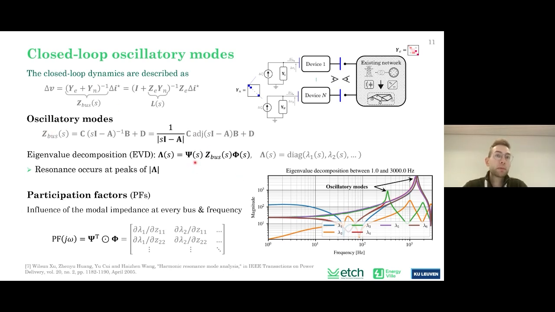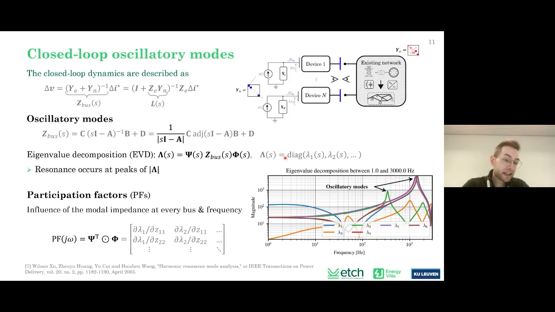What we're doing here, we're employing a modal transformation. You've probably seen this earlier. You calculate your left eigenvectors of your matrix, you calculate your right eigenvectors of the matrix, you group them into matrices, and then when you multiply with your matrix, you get a diagonalized matrix. And this is the eigenvalue decomposition of our closed loop bus impedance matrix.